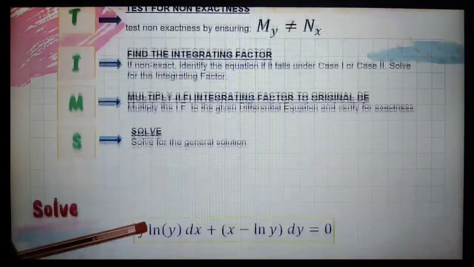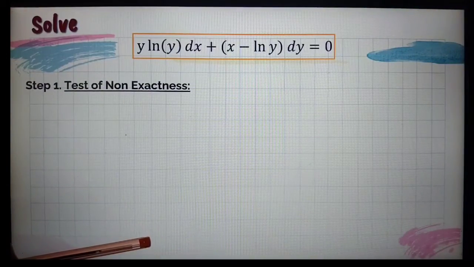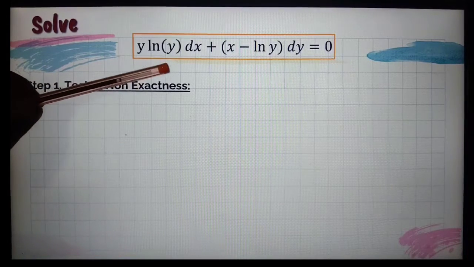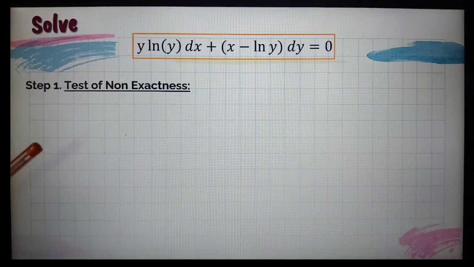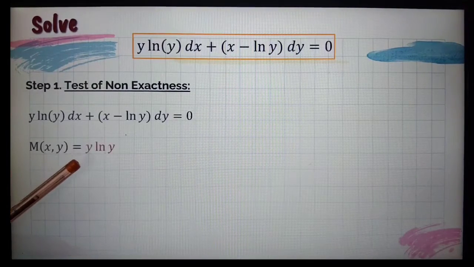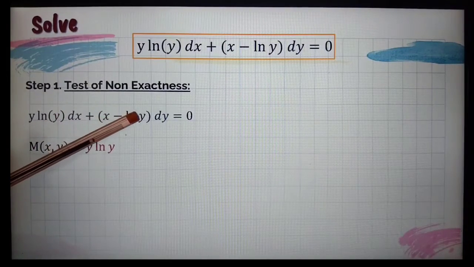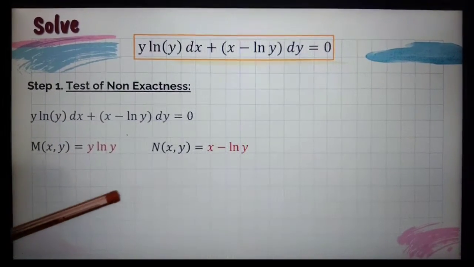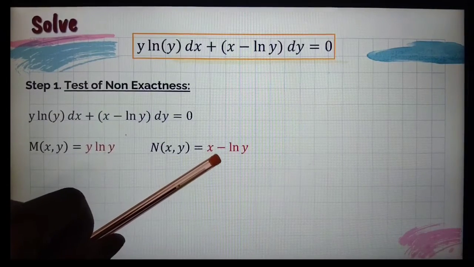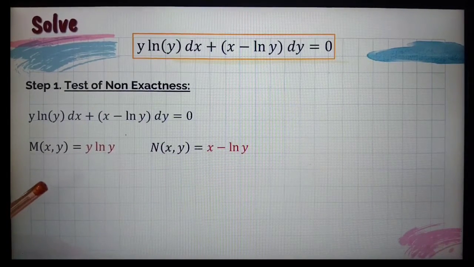So without further ado, we are going to solve the given differential equation, which is y ln y dx plus (x minus ln y) dy equal to 0. For the first step, we are going to test for non-exactness. We will first determine the M function. Our M function here is equal to y ln y, and our N function here is equal to x minus ln y. Then we are going to find its derivatives.